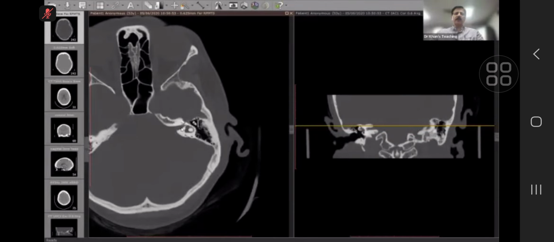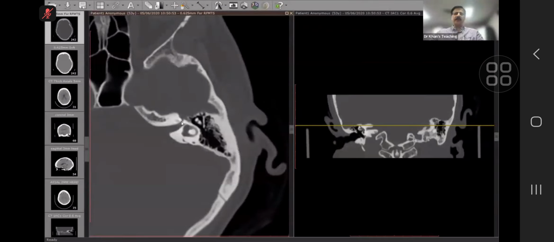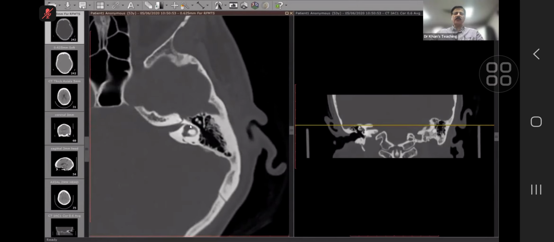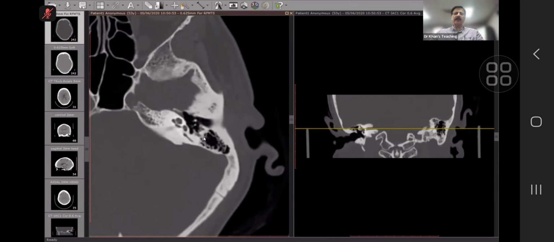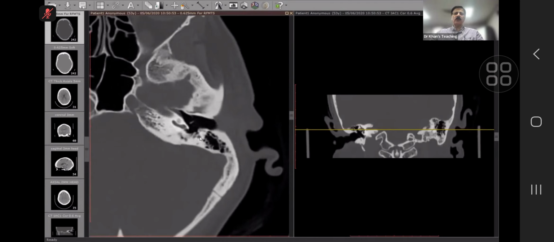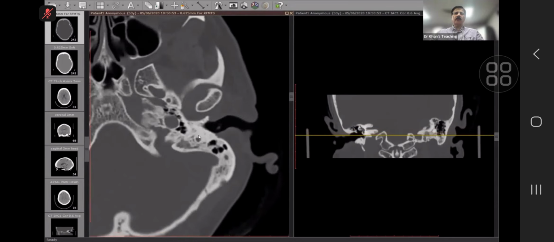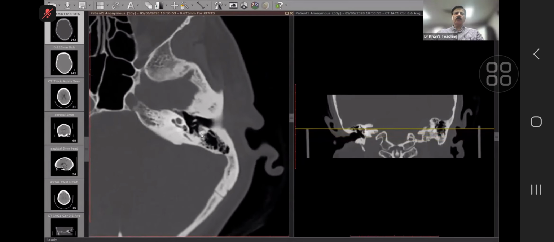And as I'm going superiorly, this is, okay, let me make it bigger. This is the labyrinthine portion of the facial nerve. It goes anteriorly and then it descends posteriorly. So this is the lateral semicircular canal. It is going posteriorly and now it is going to descend down. We are at the posterior wall and ultimately it will go out. So we trace it backwards.